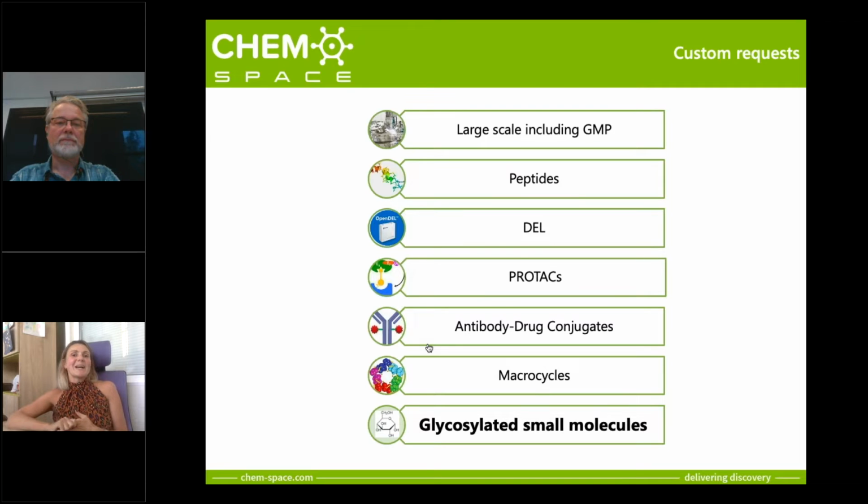But there are always some requests not for small molecules, but for something else. Thanks to our partners in different areas, we can fulfill different custom requests, like large-scale synthesis and DNA-encoded libraries. We can offer synthesis of peptides, products, antibody-drug conjugates, and also glycosylated small molecules.